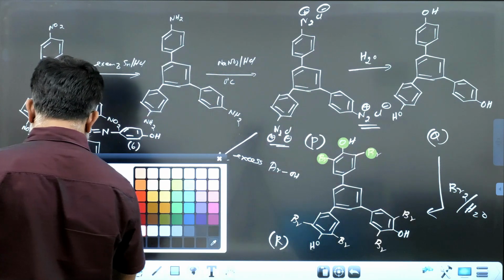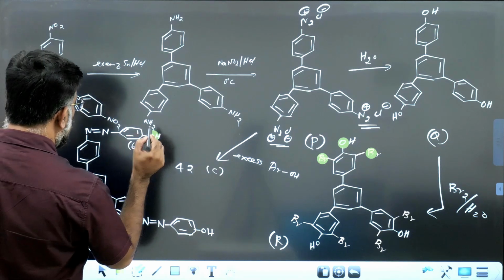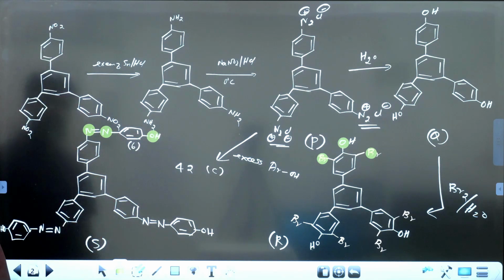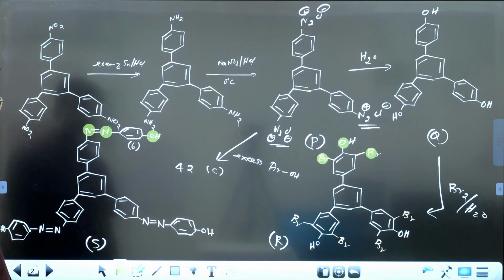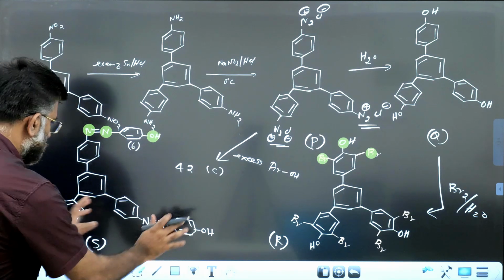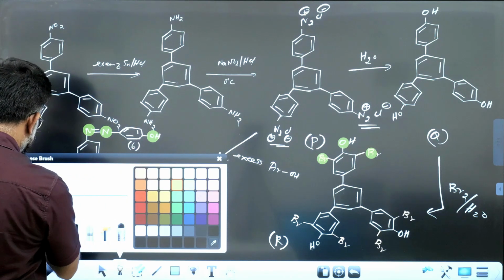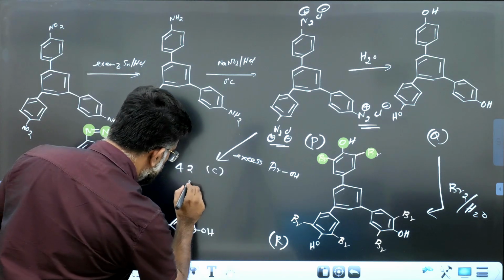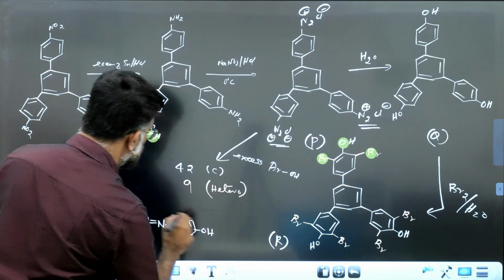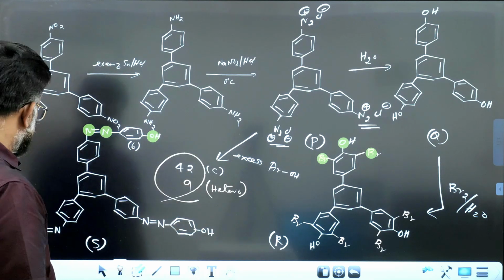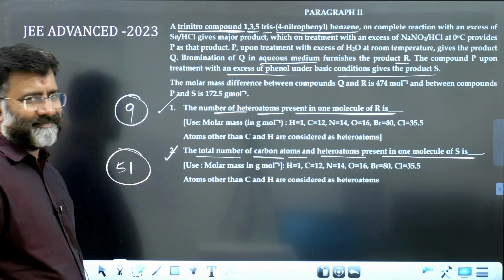And how many heteroatoms? We want the sum of heteroatoms and carbon atoms. Here you have 1, 2, 3. Here you have 1, 2, 3, and that will repeat here and here. So it seems to be 9, right? 3 here, 3 plus 3 plus 3, 9 heteroatoms. So it will be 42 plus 9, 51. 51 is the answer for the second question.